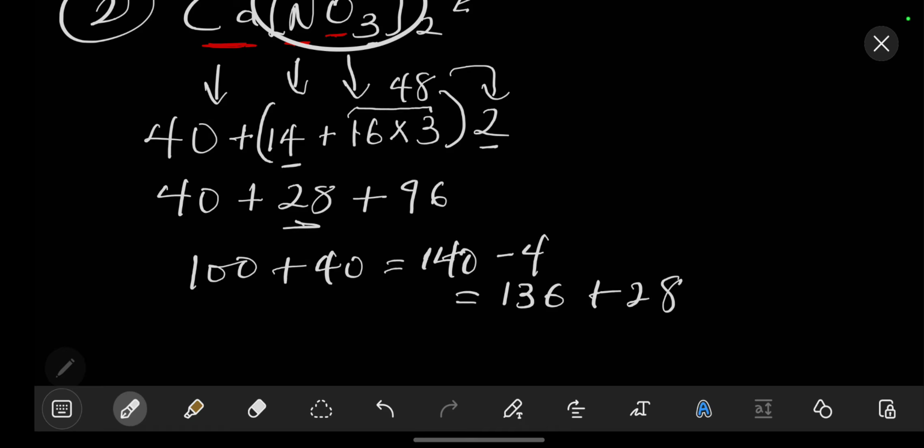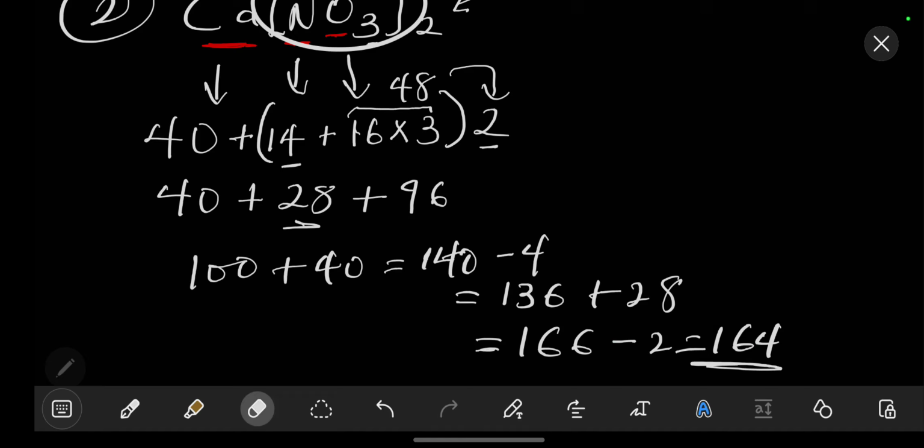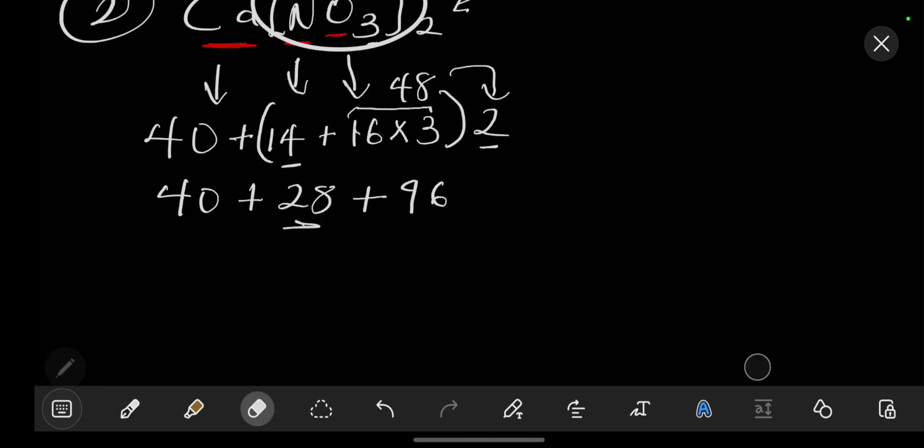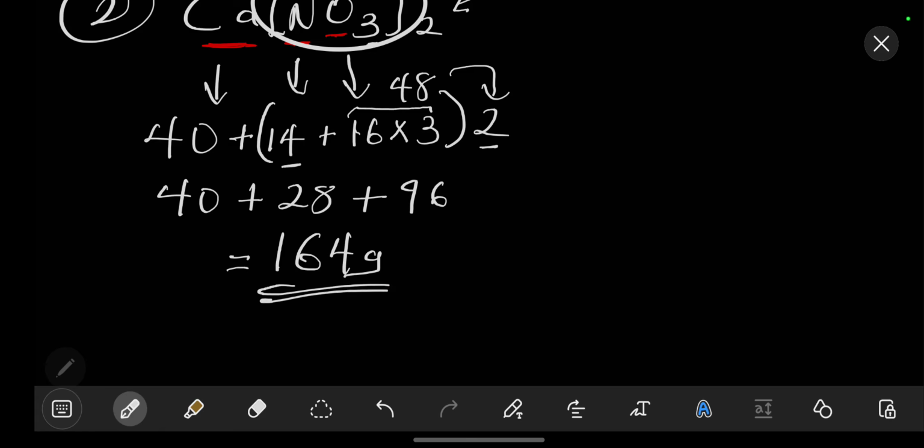Now 136 plus those 28 you have here, that will give you what now? 136 plus 28. That may be challenging, but I can say 136 plus 30, that will give me 166. Then I'm going to remove the 2 that I added before. That will give me minus 2. That will be 164. So the answer is 164. So everything here gives me 164. Therefore, I can say that 40 plus 14 plus 28 plus 96 gives me 164 grams. But that was a long process. If you don't want to do that, you can simply use a calculator. All right, that is it.